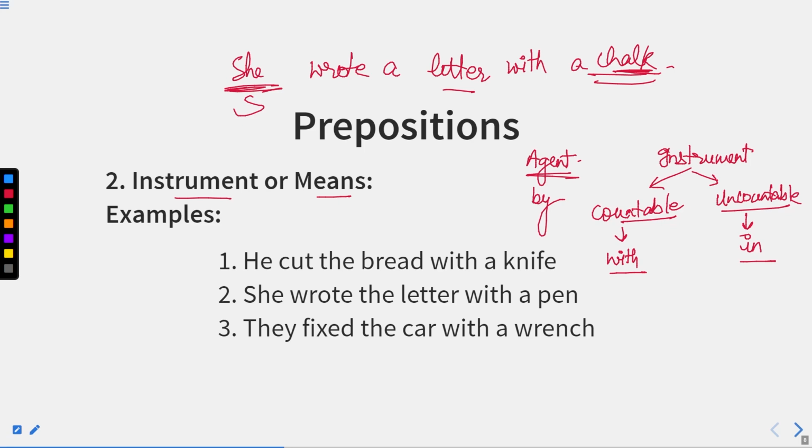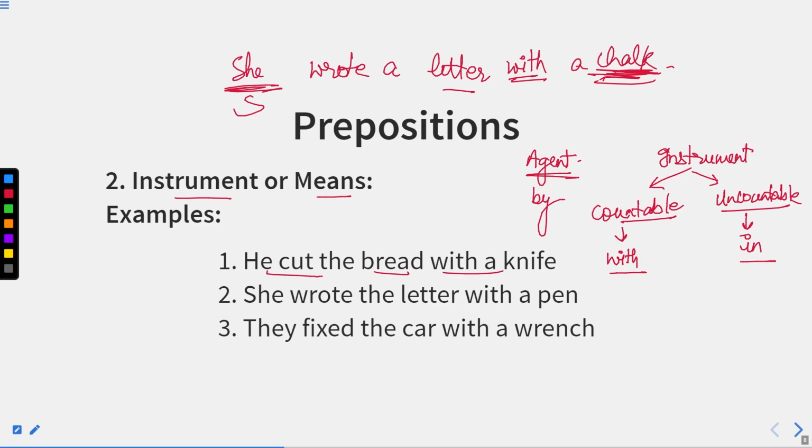She took the help of this chalk to write this letter. So this is an instrument which has been used by this person, and obviously a chalk is a countable instrument, so we are using with. If I say in red color, we'll write in, because color is uncountable.